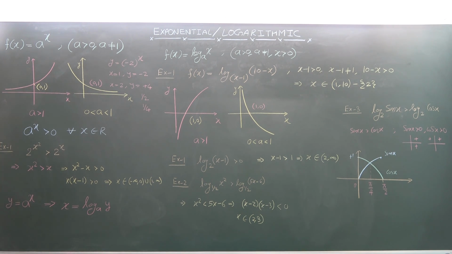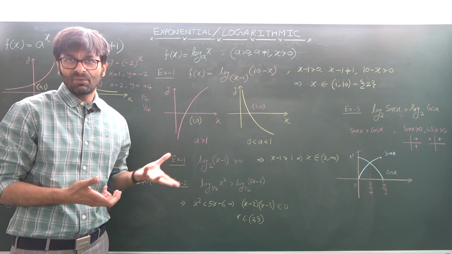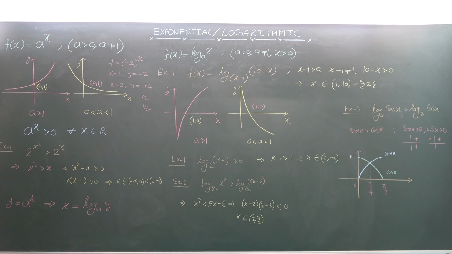And there are two graphs. First, this graph is when a is greater than 1, and this graph is if a lies between 0 and 1. There is nothing much to talk about, just pictures and whatever we can learn out of it. So this is my graph if a is greater than 1. This passes through 0 comma 1, cuts the y-axis at distance 1. Likewise, this passes through 0 comma 1. This graph does not touch the x-axis.